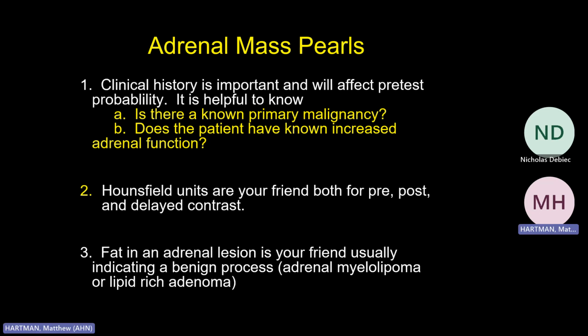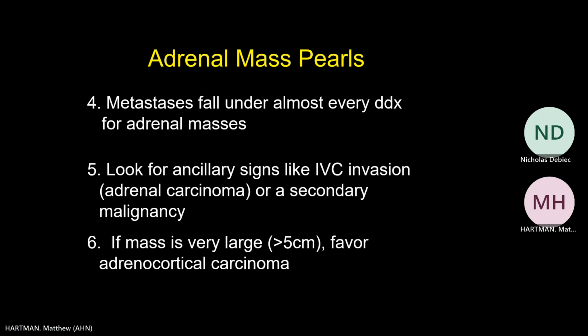Number two, Hounsfield units are your friend both pre, post, and delayed contrast. Number three, fat in an adrenal lesion is also your friend and indicates a benign process, such as an adrenal myelolipoma or a lipid-rich adenoma. Number four, metastases fall under almost every differential for adrenal mass. And if you remember the first lecture, every differential, Mets and lymphoma.